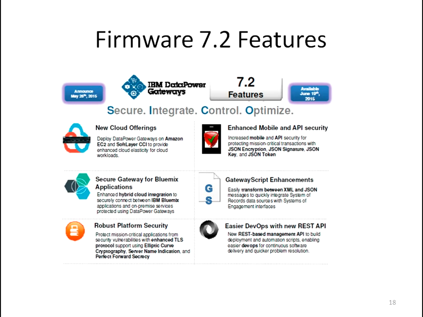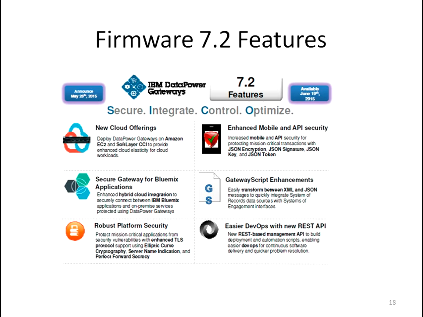DataPower 7.2 firmware comes with increased security options, like providing TLS, which is a kind of SSL protocol, and it's a very new security option. Also, it supports server name indication, which dynamically identifies the IP of the particular host of the server. That's all for robust platform security. We will see what server name indication is in the upcoming slides.